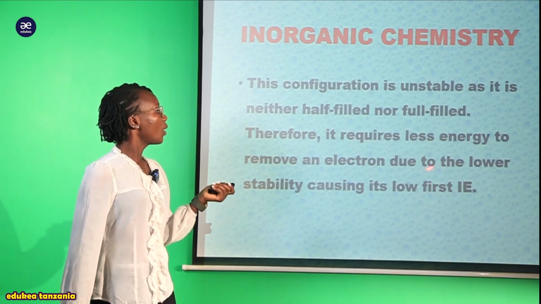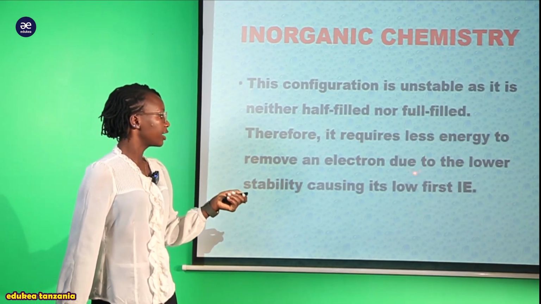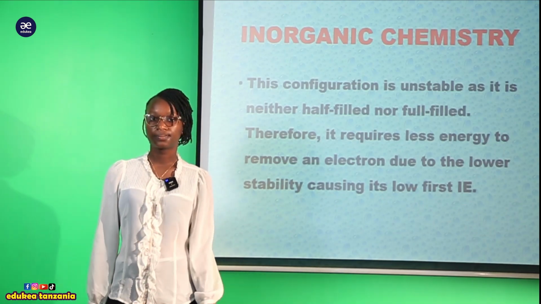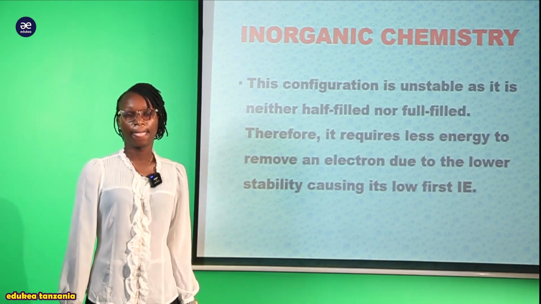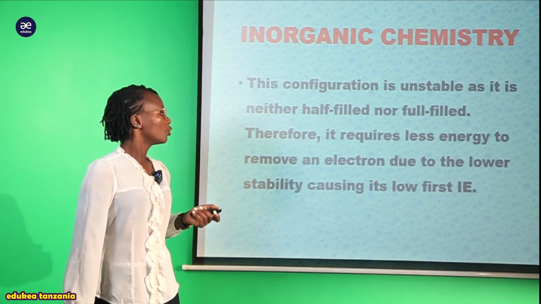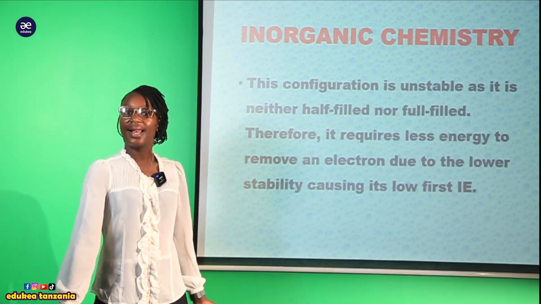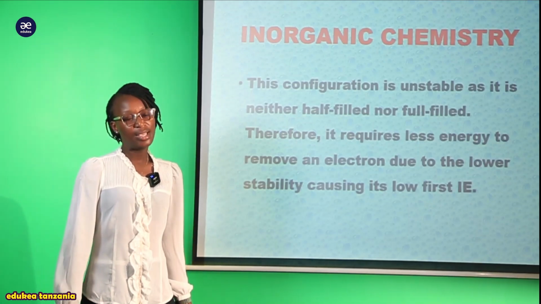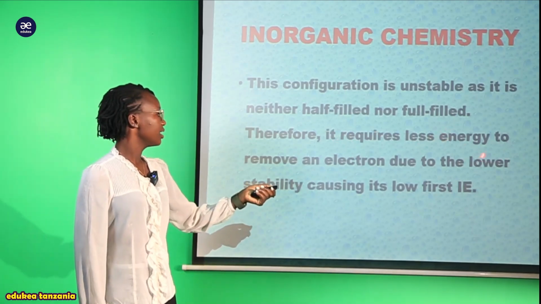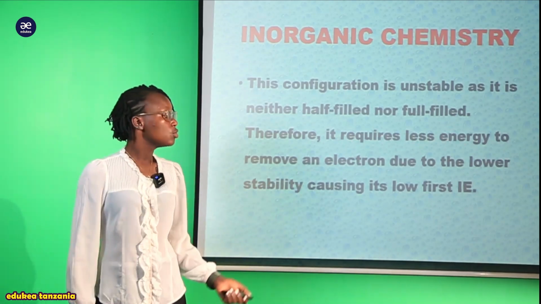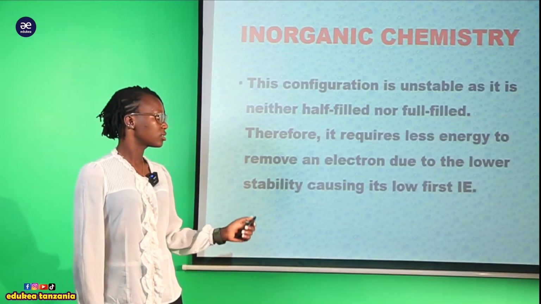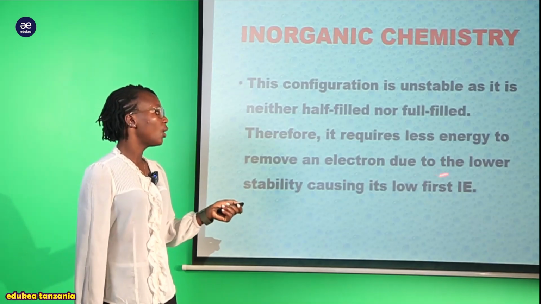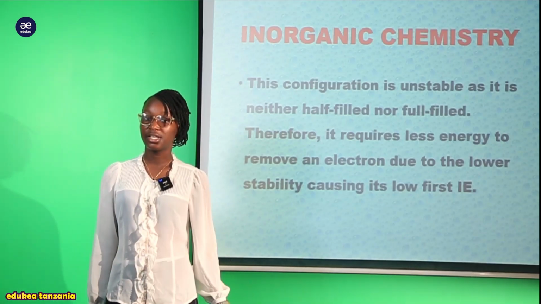Therefore now it requires less energy to remove an electron due to the lower stability, causing it lower first ionization energy. Sasa kwa sababu ya hiyo character utaona kwamba wakati wa kuremove zile electron, kwa sababu it's neither half filled nor full filled, therefore zile electron it will be easy to remove. That's why anasema it requires less energy to remove an electron. Kwa nini? Due to lower stability. Sasa ile stability kwa sababu ni ndogo, pia energy ya kuremove electron itakuwa ni ndogo, therefore causing it lower first ionization energy. This is for the case of the oxygen.